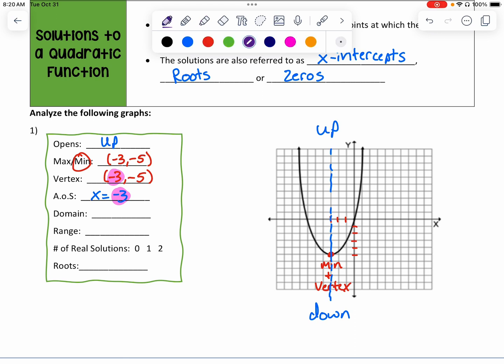The domain of all parabolas is going left forever and right forever. So its domain is -infinity to +infinity. And then the range is how far down it goes. The lowest this is going is -5, and it's a solid line, so it gets a bracket, and then it's going up forever. And then our solutions, those are the x-intercepts, so it is hitting right here and right here, so it has 2 solutions. And remember, solutions are the roots, so those solutions are at the point 0, 0, and at the point -6, 0.